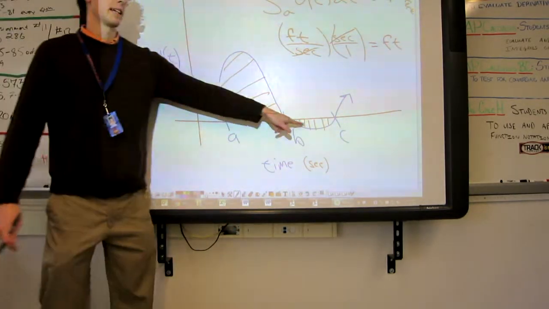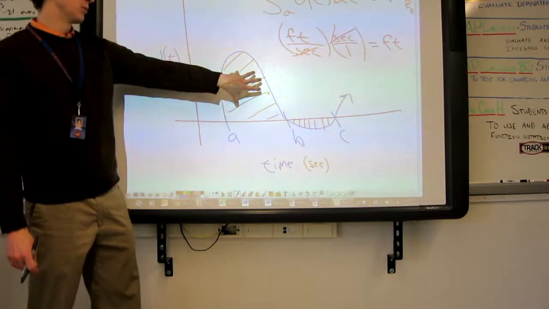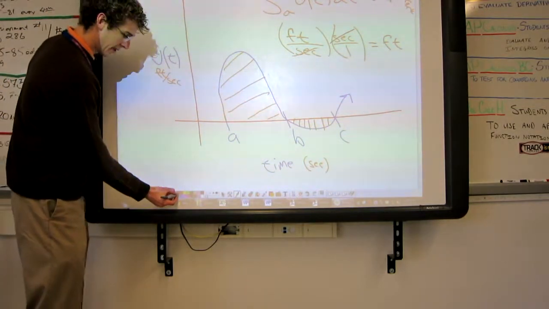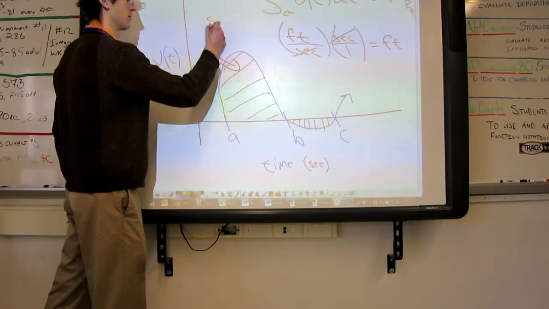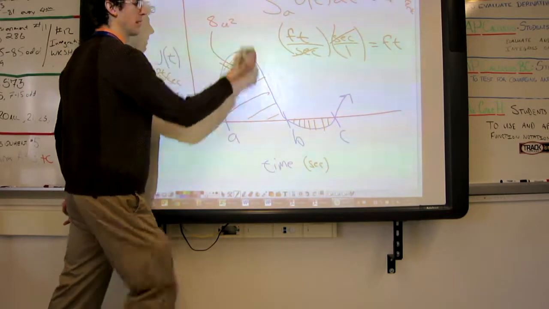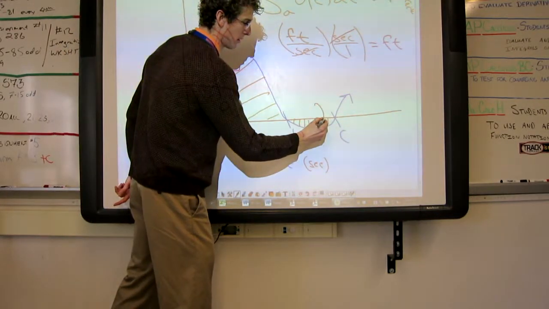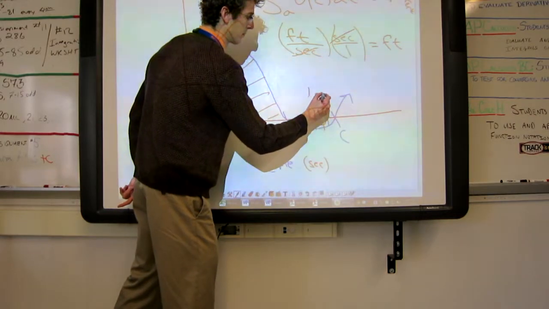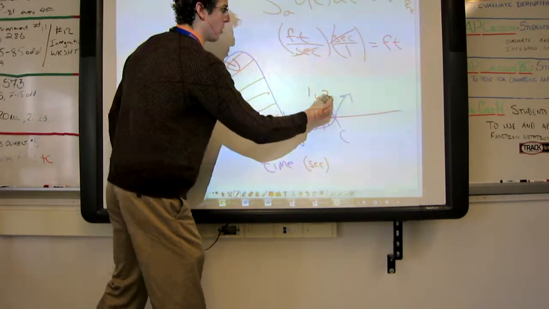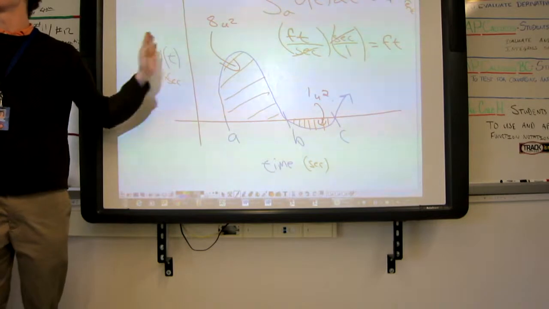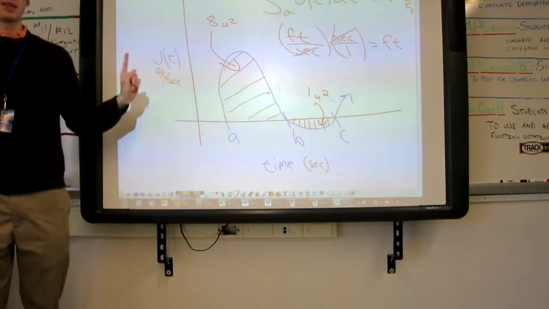So the reason I say it gives you displacement is because we would move, maybe this has an area, we'll say, of 8 units squared. And this has an area of, say, 1 unit squared. So we would be displaced 7 units. And let me talk about how.